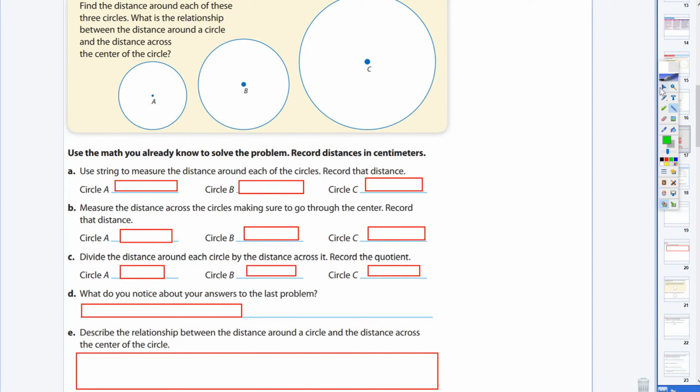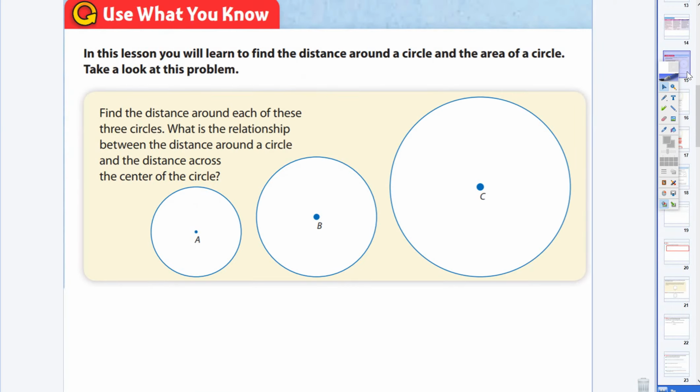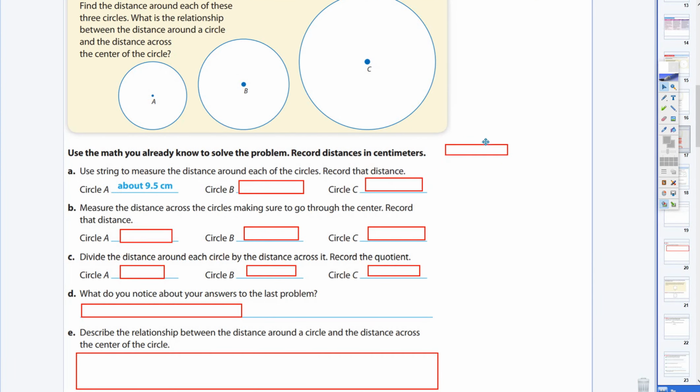When I did this, I actually did this on a piece of paper, and that's usually what we want to do. But again, if you used this page, it should be somewhat accurate. So circle A was about 9.5 centimeters when you measured it around with a string. Circle B about 12.5, and circle C about 19 centimeters.